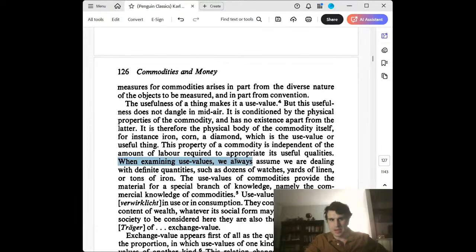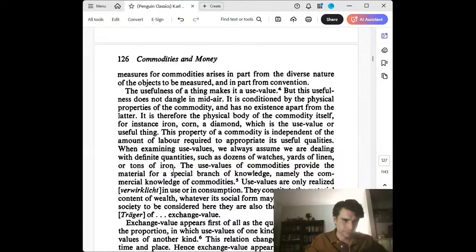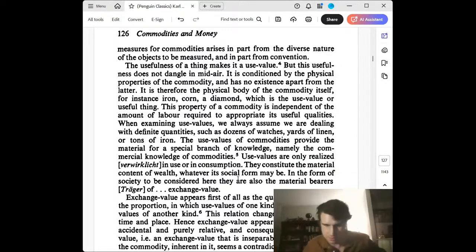When examining use values, we must always assume we are dealing with definite quantities, such as dozens of watches, yards of linen, or tons of iron. Okay, so there's always a specific amount of that useful thing. The use values of commodities provide the material for a special branch of knowledge, namely the commercial knowledge of commodities. Right? Okay, so there's apparently some special branch of knowledge about stuff. I'm sure there exist such things today.